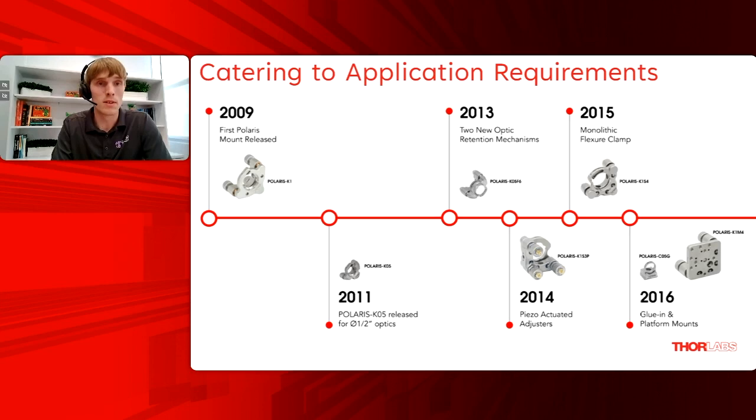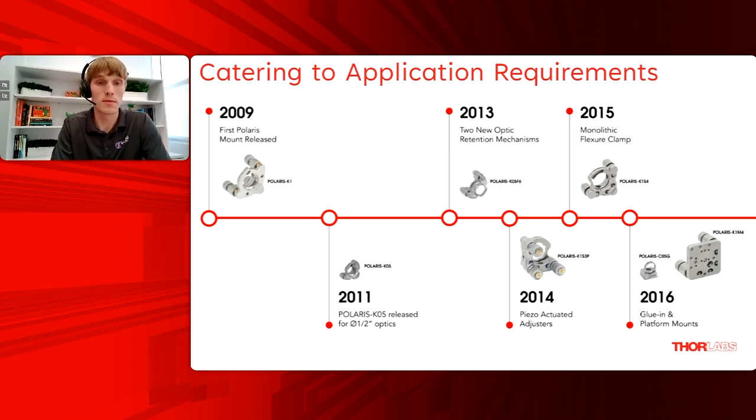After that release in 2009 of the first Polaris mount, we added a mount for smaller half-inch optics as the need for space saving increased. From there, we engineered more ways over the next couple of years to hold your optic, to reduce stress on the optic itself, like the low distortion mount pictured. We developed different methods of adjustment, like our piezo actuators that enable smooth coarse and fine movements along each axis. The Polaris piezo actuators pictured there in 2014 use a voltage to give you a dual motion, both in coarse and fine movements.